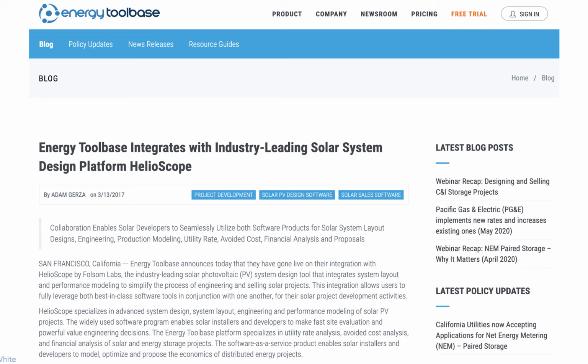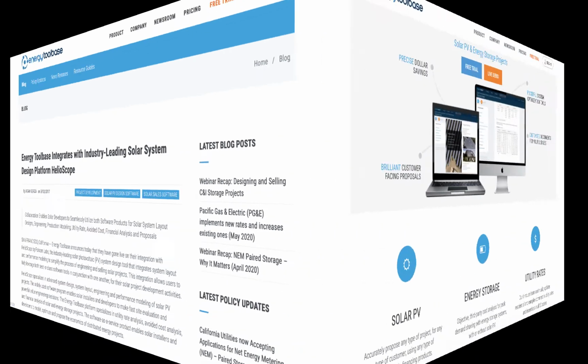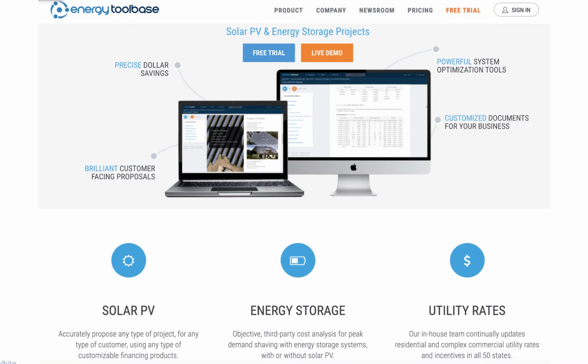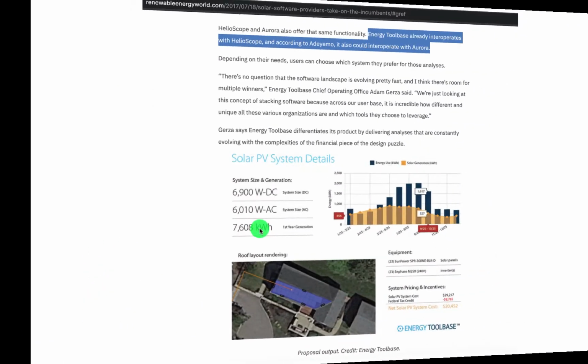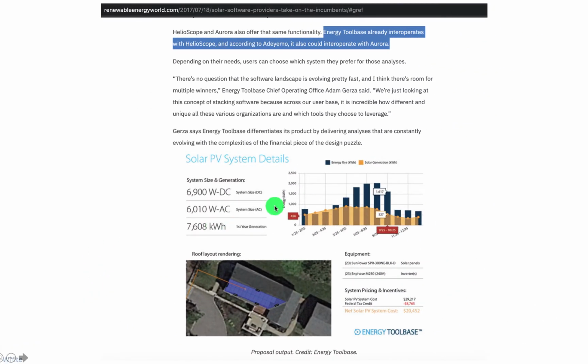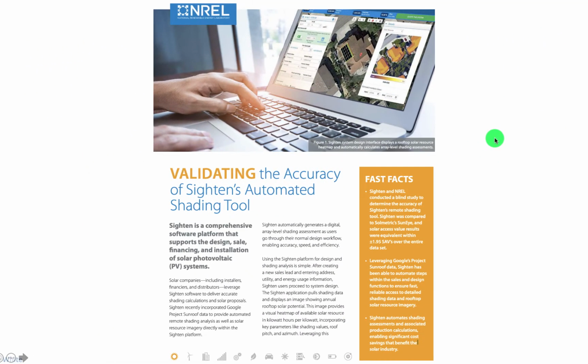Energy Toolbase doesn't just work with Helioscope, it works alone, and it works with other software too. So if you're interested in this, I'd recommend going to their website and checking out all the things that they can do. Here's some analysis done by Energy Toolbase. They say it also can work with Aurora. And there's another software here too called Sighten, and they can do shade analysis.